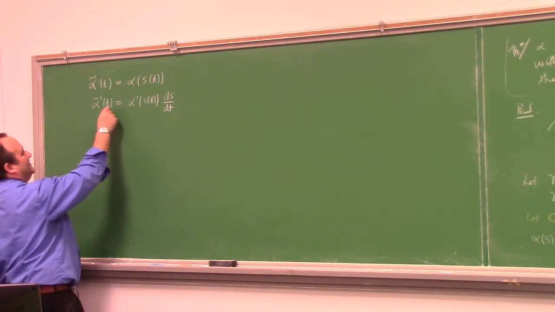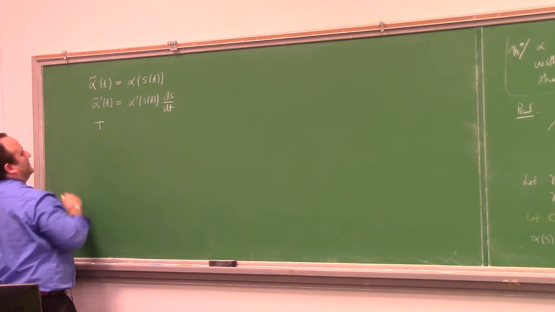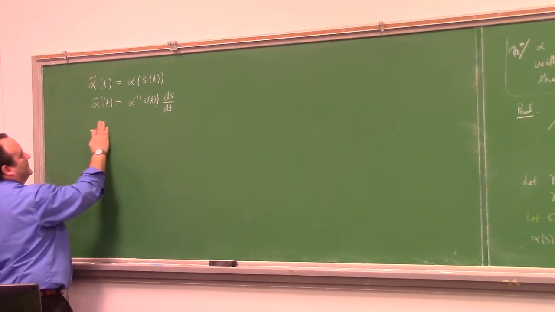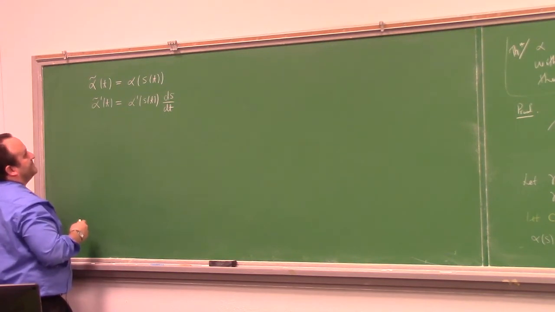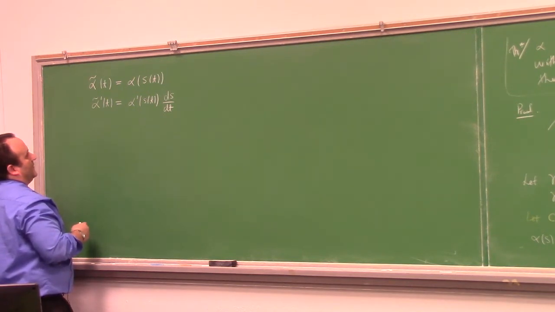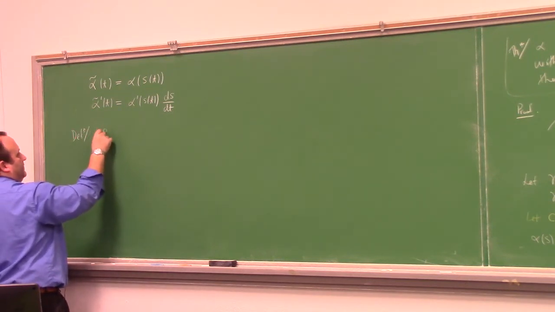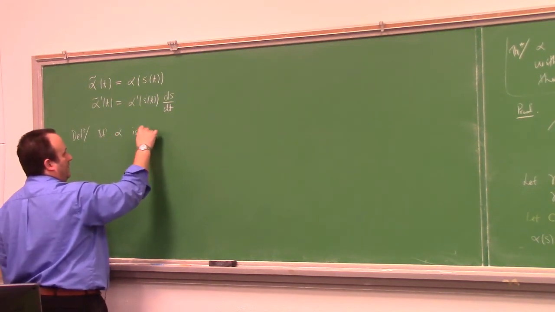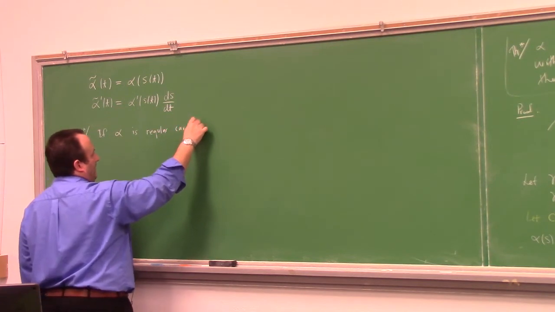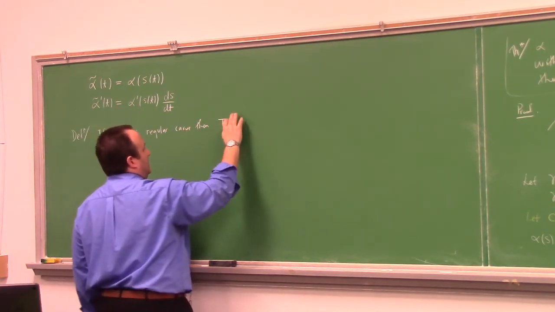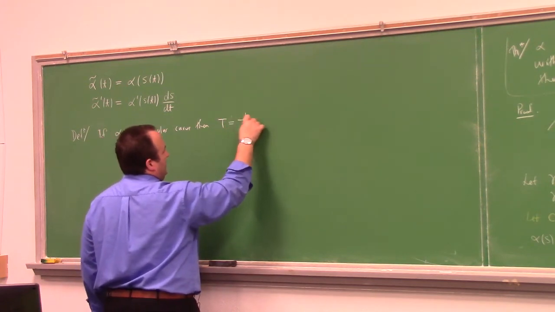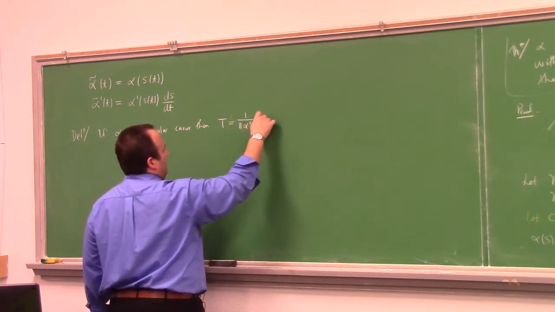So here's the deal. Definition: if alpha is a regular curve, then T, the unit tangent, is defined to be 1 over the magnitude of alpha prime times alpha prime.